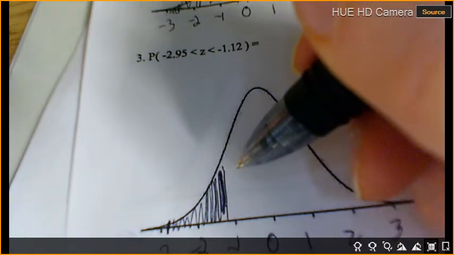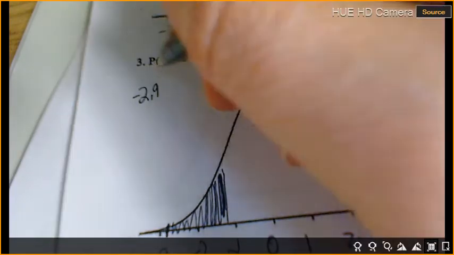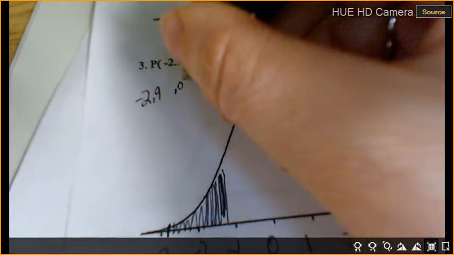I don't want anything over there. I don't want anything over here. I just want this spot right here. So I'm going to look these up in my z-score chart. I'm going to go negative 2.9 on the side, 0.05 on the top.